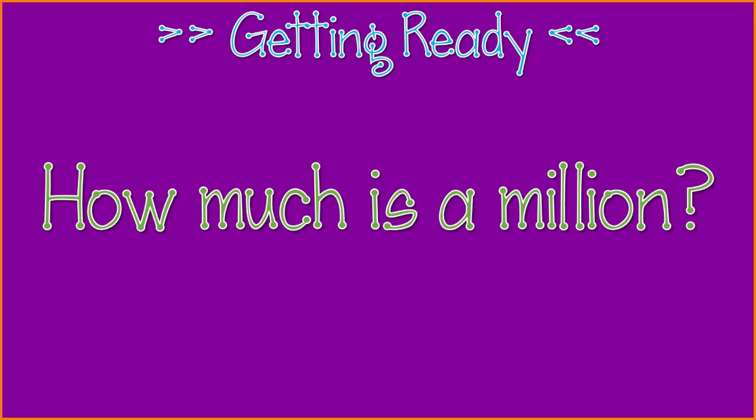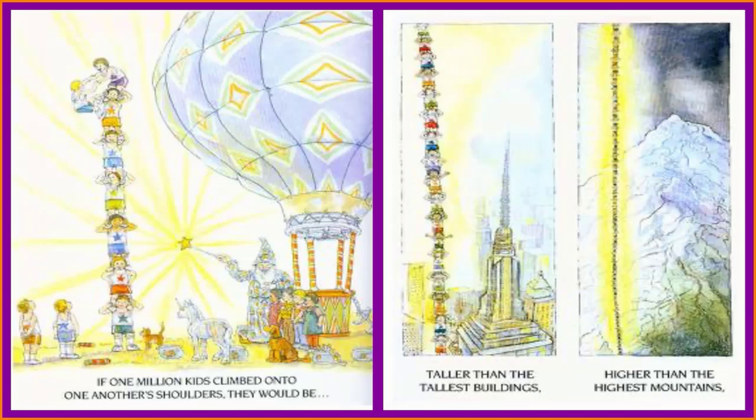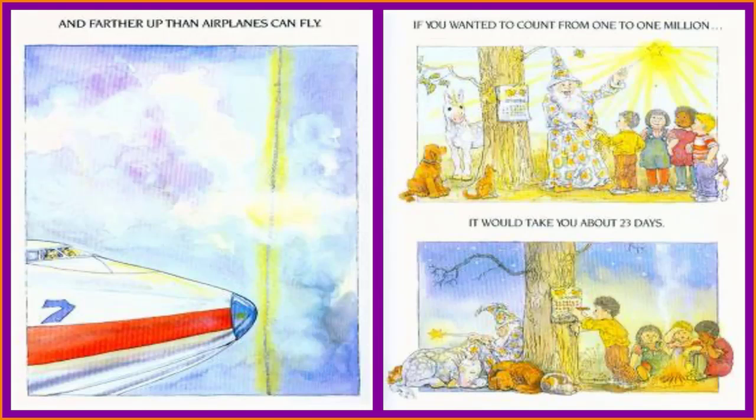Now, I want you to listen carefully to a little story I want to share with you. How Much is a Million by David Schwartz and pictures by Stephen Kellogg. How much is a million? If 1 million kids climbed onto one another's shoulders, they would be taller than the tallest buildings, higher than the highest mountains, and farther up than airplanes can fly.